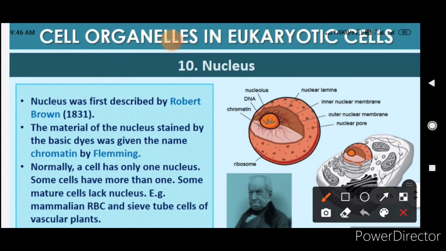So see here, you can see in the diagram, these are the thread-like structures which are the chromatin inside the nucleus, and this is the nuclear lamina. This is the nuclear membrane. As we know that we are eukaryotic organisms, so nuclear membrane is present in eukaryotic organisms. Okay.